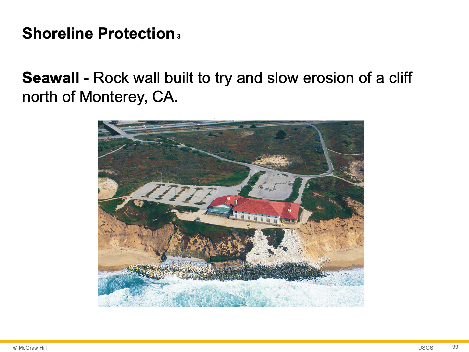Such as a seawall. This seawall was built to try and slow erosion of a cliff north of Monterey, California. It was built of rock and placed at the base of the eroding cliff. But do you see how the erosion is even worse where the seawall ends? Look down here. Look at the sides where there's no seawall.